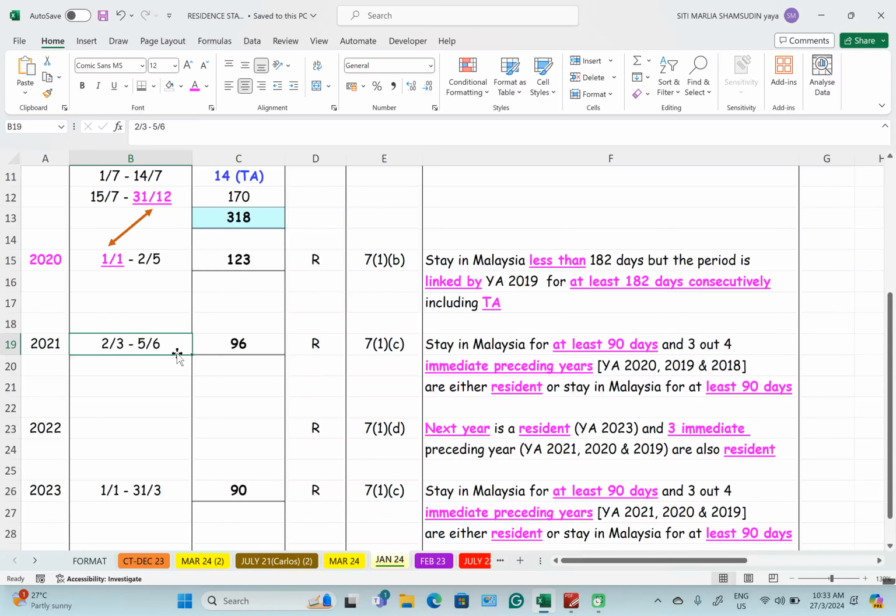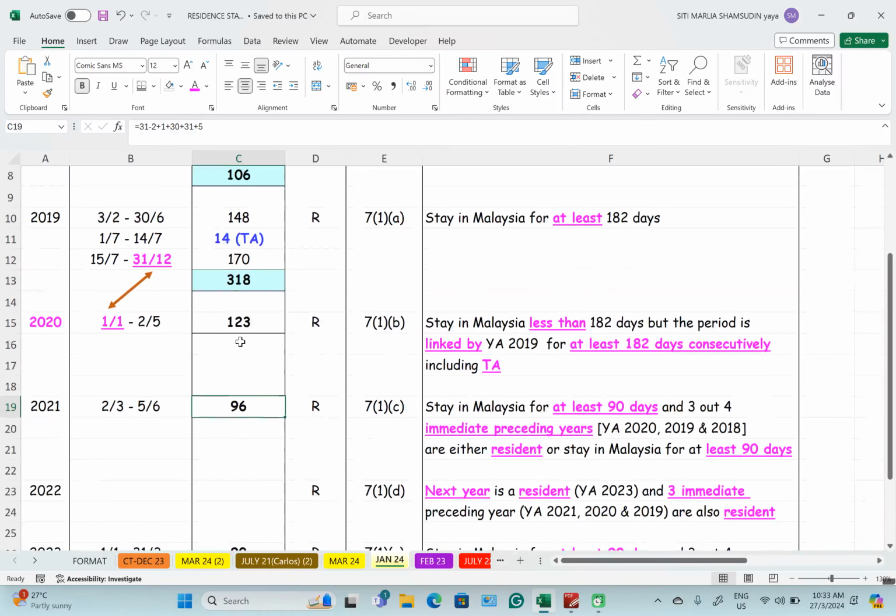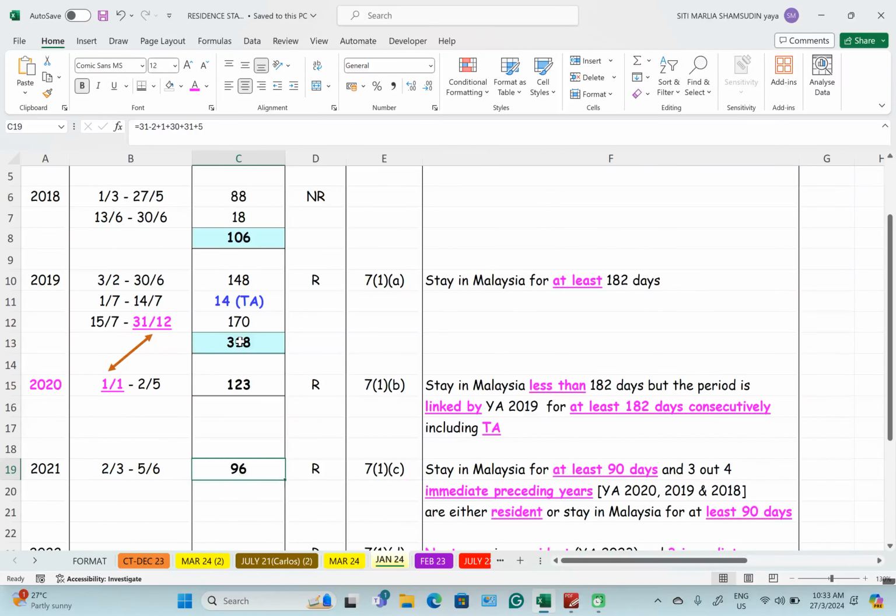Okay, try C, guys. C: stay in Malaysia at least 90 days. Do we have 90? In fact, more than 90. Okay, first condition satisfied. Condition number 2: 3 out of 4 immediate preceding years. Immediate means you cannot skip a year. So if this is 2021, you must start with 2020, and then out of 4 you choose 3. You have an option: either resident, or if not resident, stay in Malaysia at least 90 days.